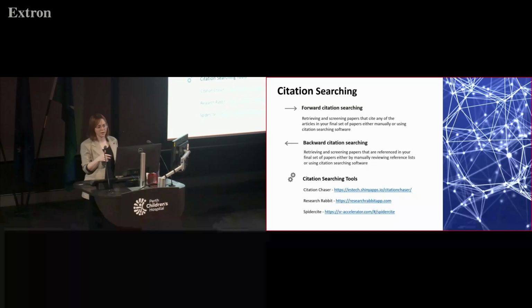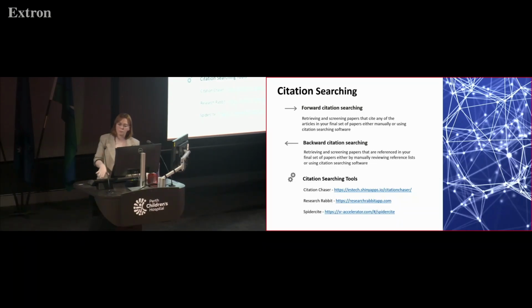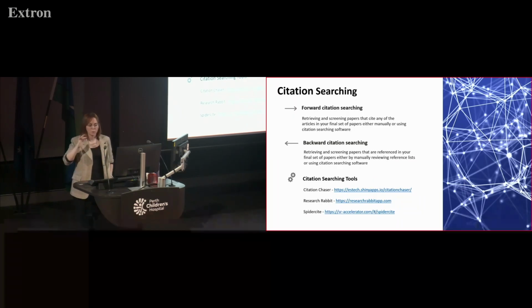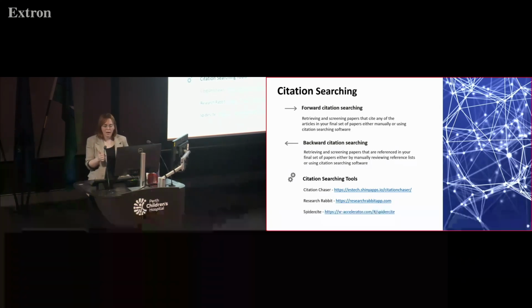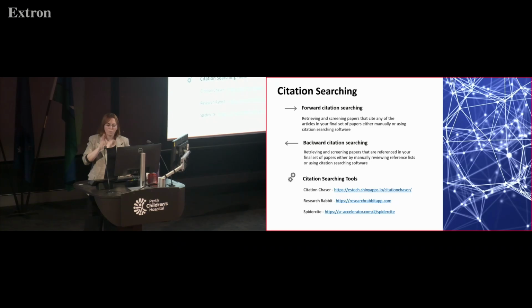And then there's also Spider Site, that allows you to input a library of articles and generate all the forward and backward citations, but just one level deep of those articles. PubMed only allows for forward citation chasing, and Web of Science allows for forward and backward, but only at the individual article level, so you can't input a whole load of articles. You can only do it on a single article at a time.